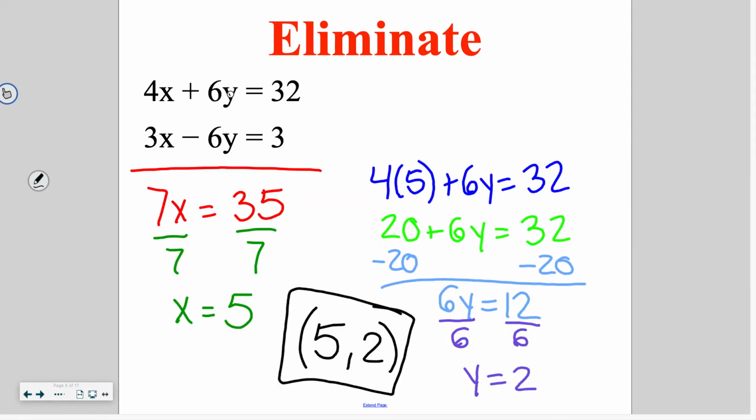In this case, 6 plus negative 6 is what eliminates. So we are adding these two equations together. 6 plus negative 6 is 0 y's. So 4x plus 3x is 7x. 32 plus 3 is 35. Solving, we get x is equal to 5. Plugging that back in, we get y is equal to 2. So our point of intersection is at 5, 2.